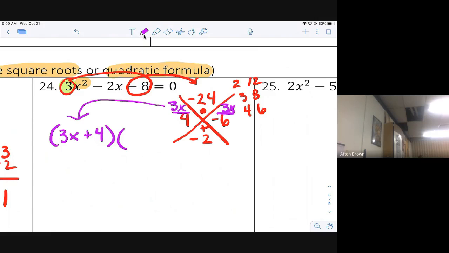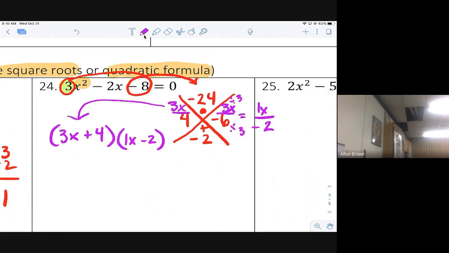I can reduce this fraction over here. Both of these, the top and the bottom number, can be divided by 3. I have to do the same number on both. So 3 divided by 3 is 1, so I have 1x. Negative 6 divided by 3 is negative 2. I'm going to keep that negative with the bottom number. That just tips into the parentheses. So I have x, or 1x, minus 2.